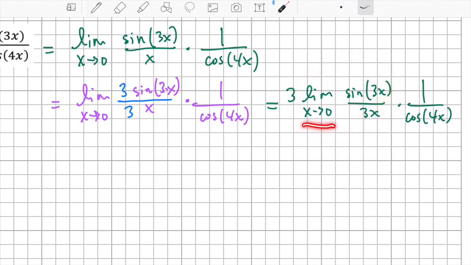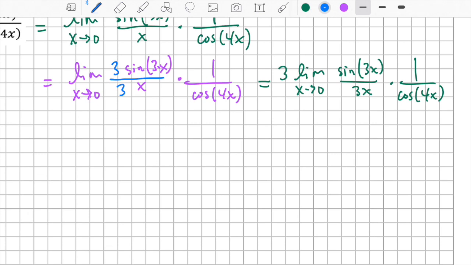So notice 3x, the limit is approaching 0. So now I can apply the formula that tells me that that limit's going to be 1. So it'll be 3 times 1.